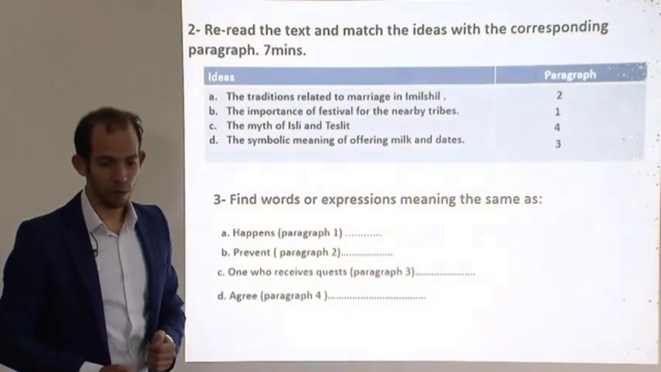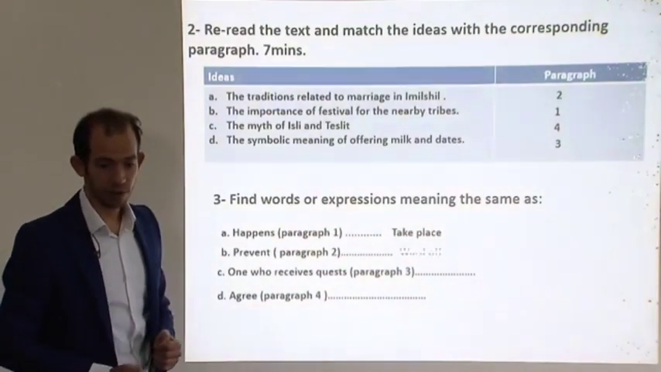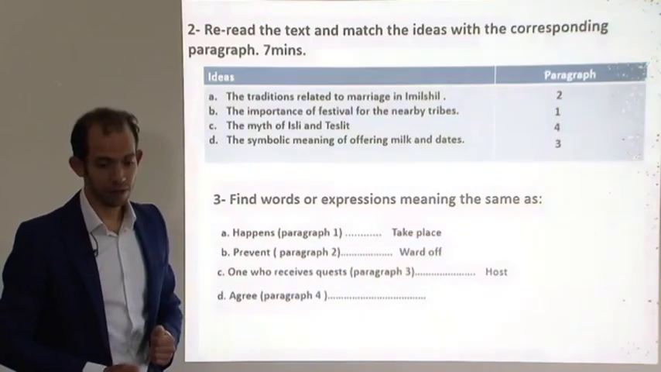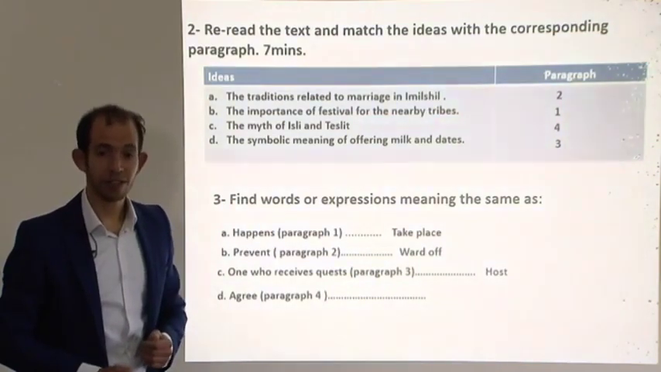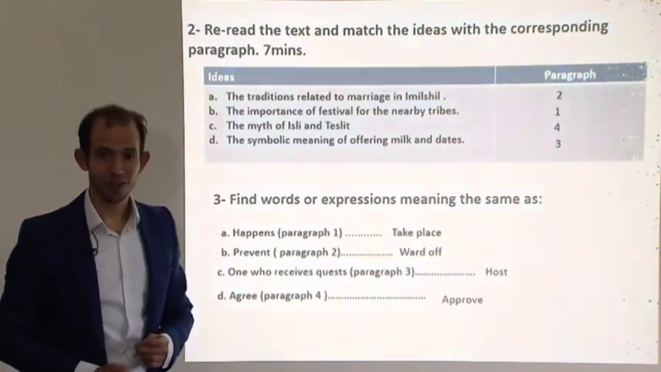So for number 1, for happens, it takes place. For prevent, to ward off. One who receives guests is a host. And agree means to approve.